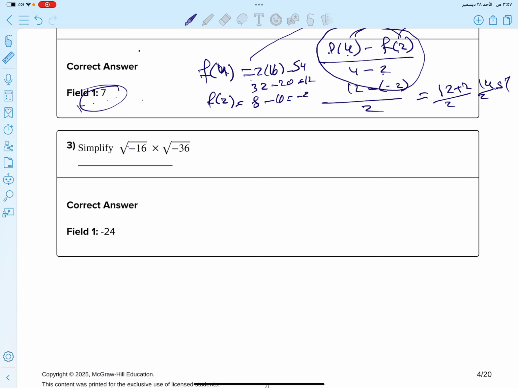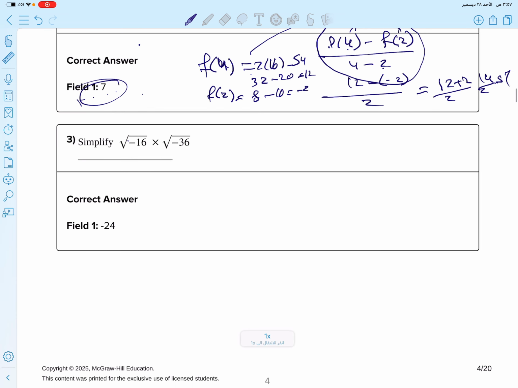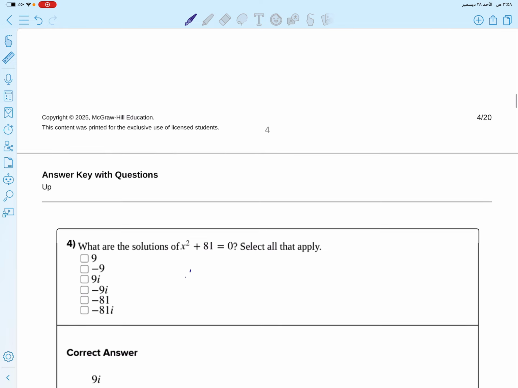Now question number 3, how can I simplify this? Look, always if you see a square root of a negative number, it's going to be i. So I have i here and i here. It's going to be i squared. What about 16? Square root of 16 is 4. Square root of 36 is 6. i squared is negative 1. So it'll be negative. 4 times 6, 24. The answer is minus 24.